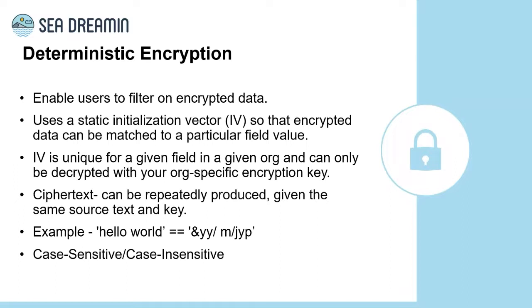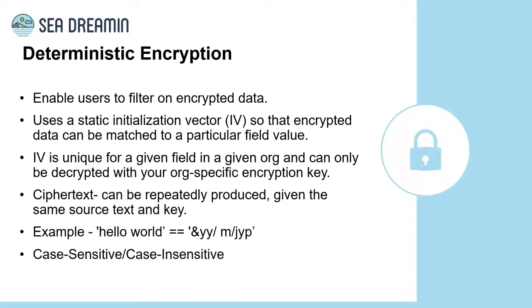Deterministic encryption allows the user to specify if case sensitivity on the record values needs to be accounted for. So if it is case sensitive, different ciphertext strings are used to identify case sensitive data. In case of case insensitive, it uses the same ciphertext value for both.